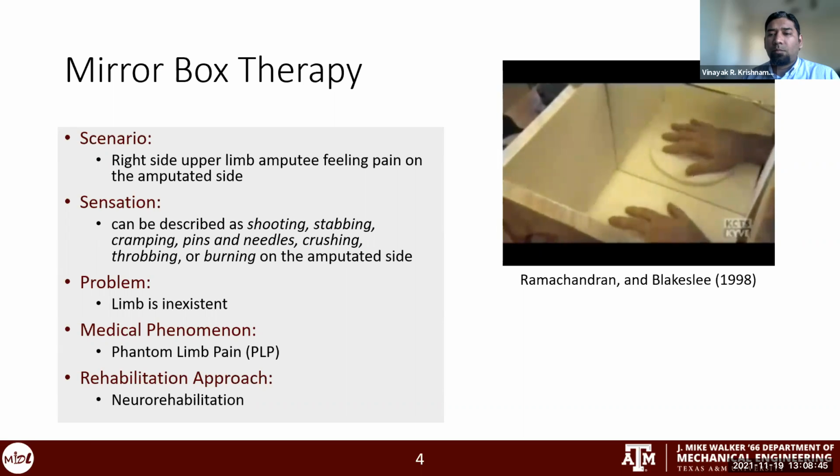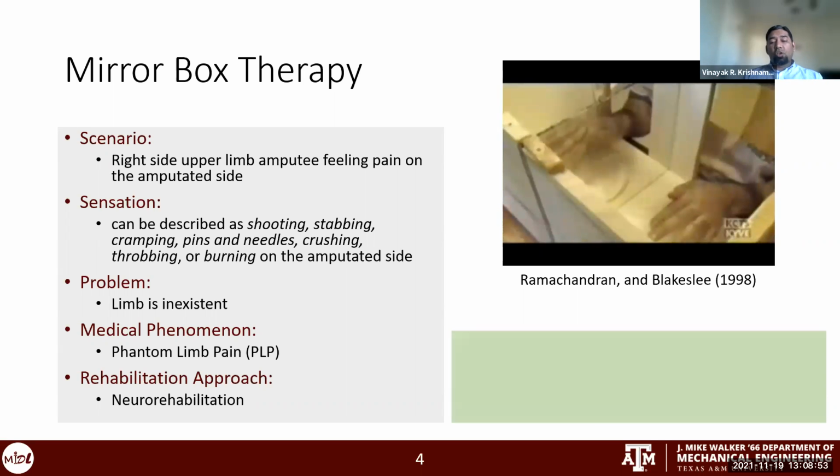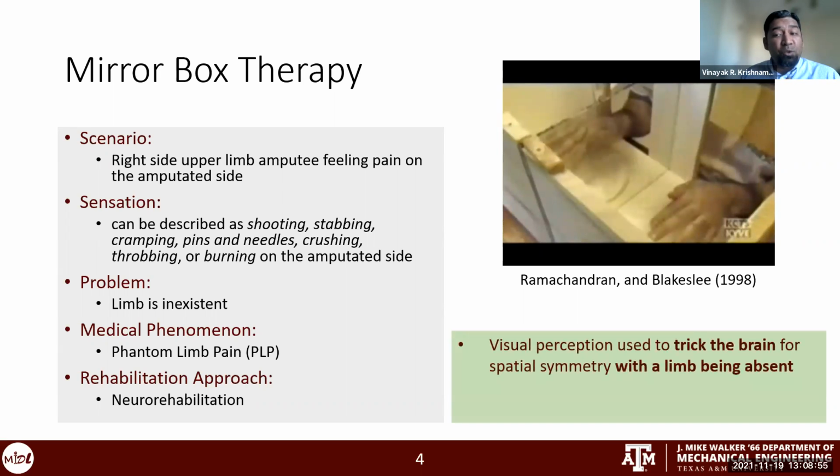It's as though you have visually resurrected the phantom limb. And of course, the patient knows it's an illusion, but it's very, very compelling. Right. So this idea of using visual perception to trick the brain for spatial symmetry, this has been explored. Of course, there are pros and cons to the methodology, right?